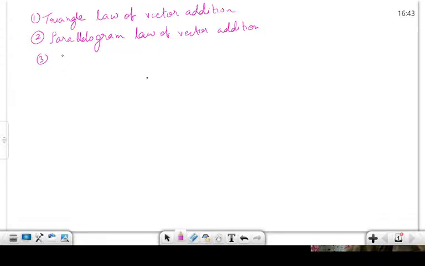That is the polygon law of vector addition. Polygon law of vector addition.